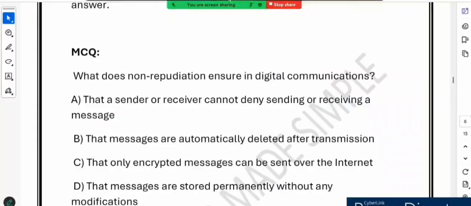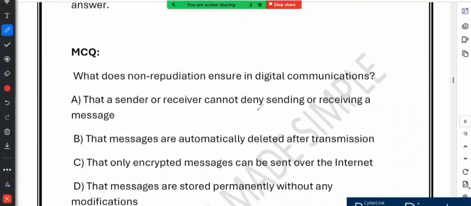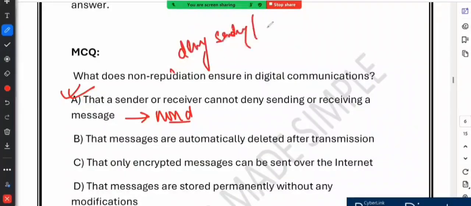So option A is that a sender or receiver cannot deny. Yes, this is the definition of non-repudiation. This is the correct answer. Why? Because non-repudiation ensures in digital security that a person cannot deny sending or receiving a message, because there is strong proof that they did. This is often achieved through digital signature, encryption or secure logging.